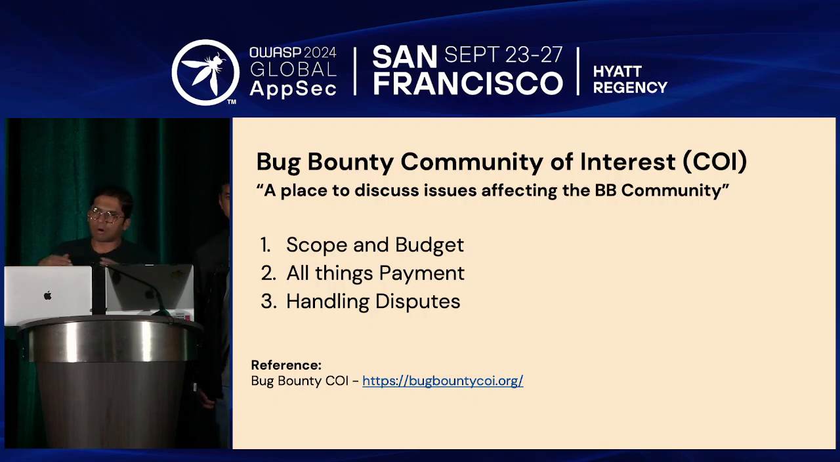For folks who have already launched a program and want to think about more nuanced issues like the scope, budget, handling disputes with researchers, a good place to come and join us is Bug Bounty Community of Interest. It's a Slack channel, and we also have monthly meetings where we go over grievances and talk about what issues we are facing. So this is a good resource for folks who already have a bug bounty program.